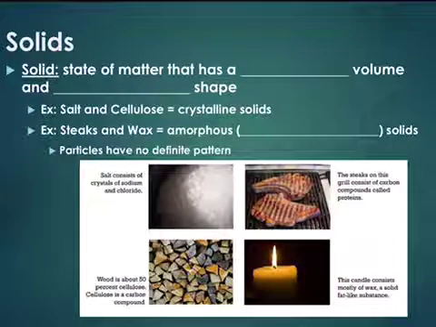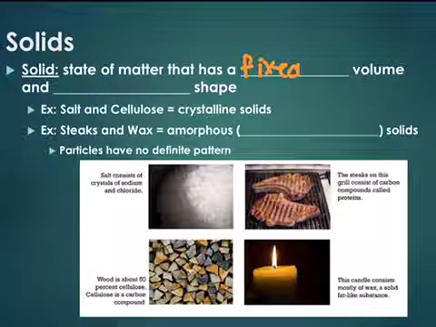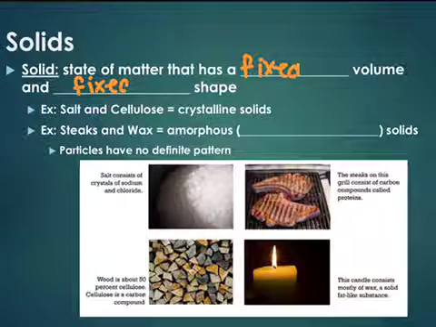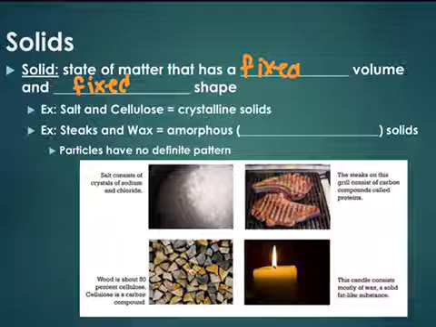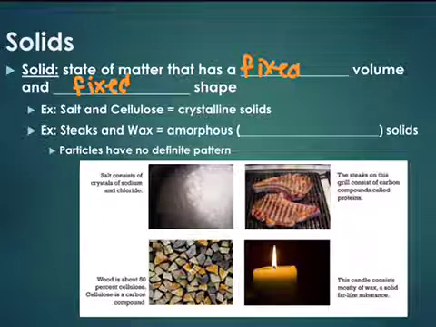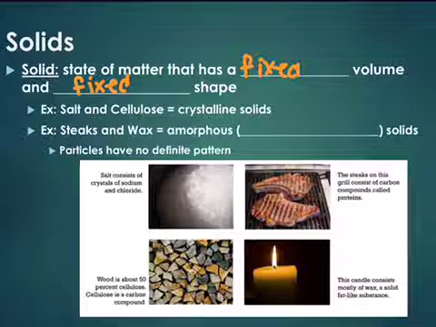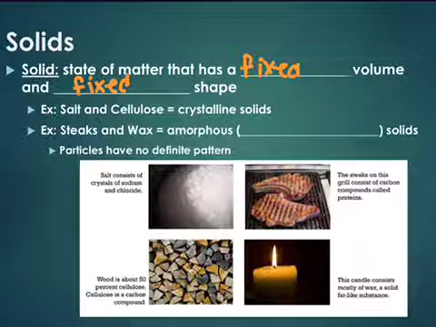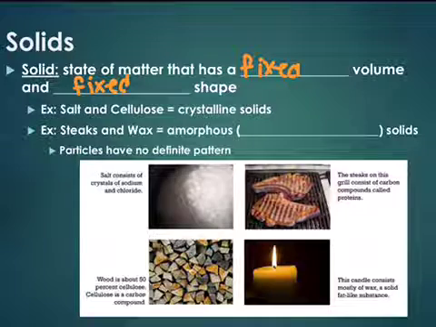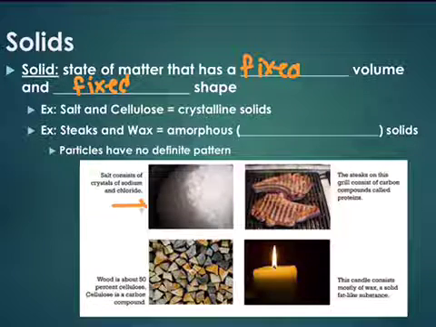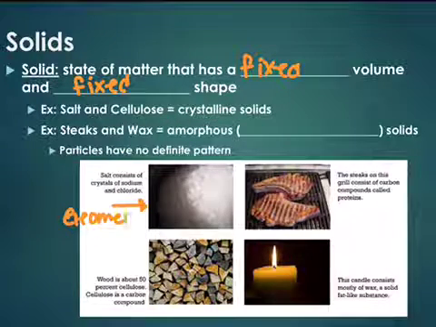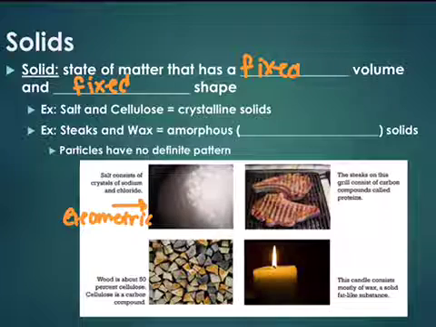A solid is a state of matter that has a fixed volume and a fixed shape. This means that the volume won't change and neither will its shape. For example, salt and a chemical compound called cellulose have what we call crystalline structures, and those are shown in these pictures here. A crystalline structure is a very geometric pattern, like a square or a cube.